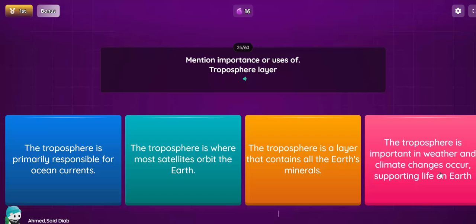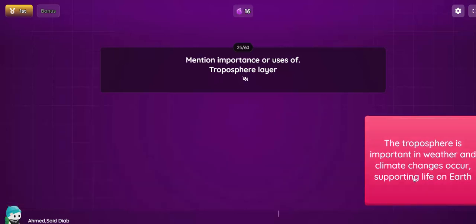Question: mention importance or uses of troposphere layer. Option 1: the troposphere is primarily responsible for ocean currents. Option 2: the troposphere is where most satellites orbit the Earth. Option 3: the troposphere is a layer that contains all the Earth's minerals. Option 4: the troposphere is important in weather and climate changes, supporting life on Earth.